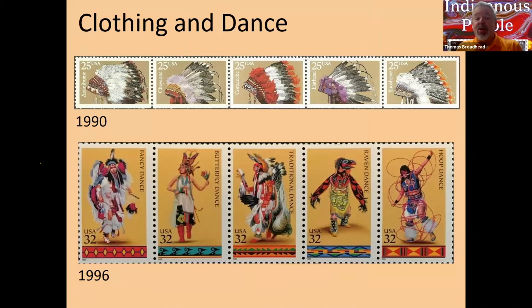We do have some other stamps that have been issued. The headdress stamps, I like those especially because the tribal affiliation is indicated on the left side of each stamp. But then we have the strip of 32-cent stamps showing dances. The dances are named, and I like these. I like the images because they actually show people involved in a cultural activity, but the tribal affiliations of the different dances are not indicated.